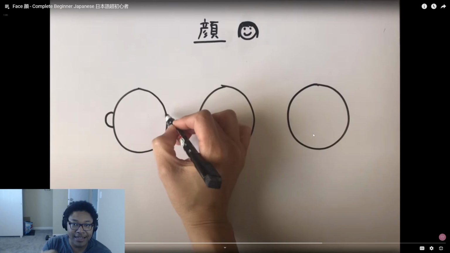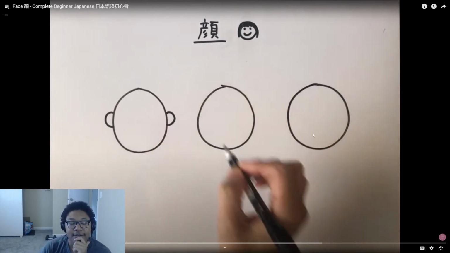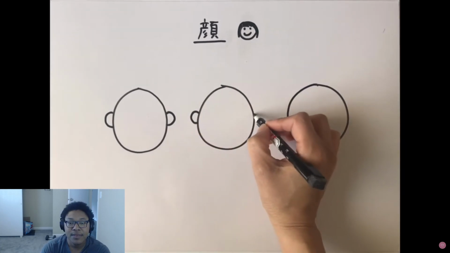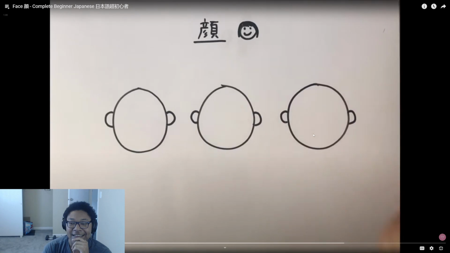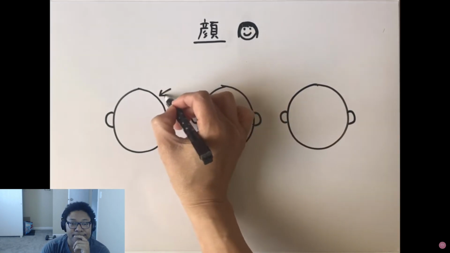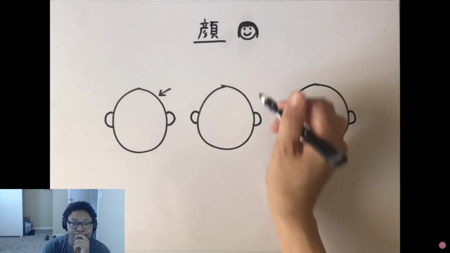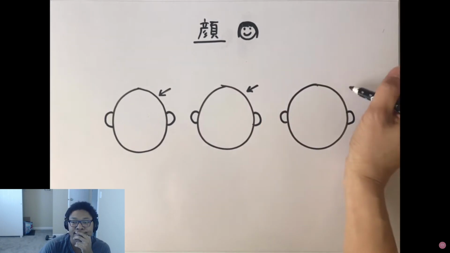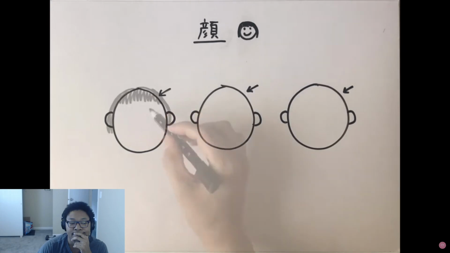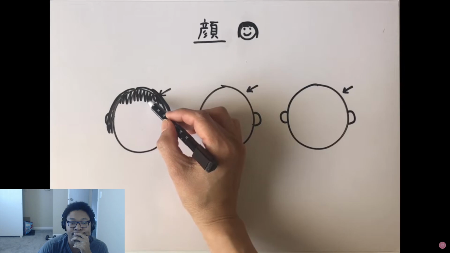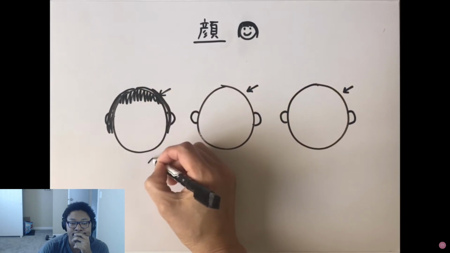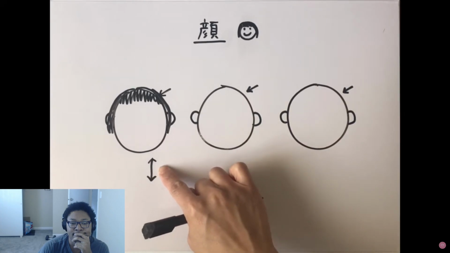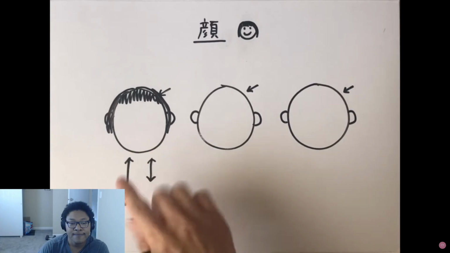And she said it again, the kao kakimasu. これは耳です。耳。 So she's drawing ears and saying mimi. So you're like, oh, ear is mimi.